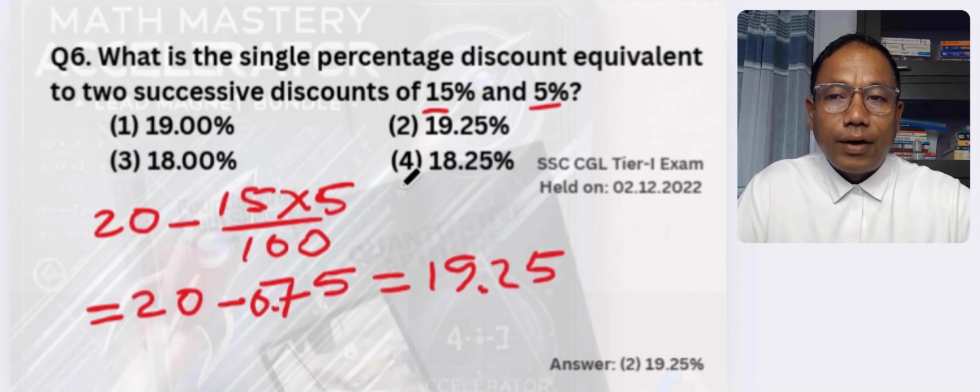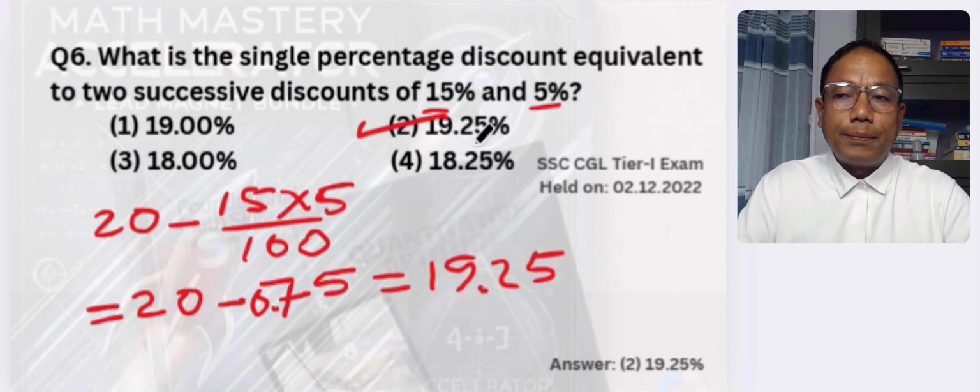19.25. Do I have 19.25? Option 2 is the right answer.